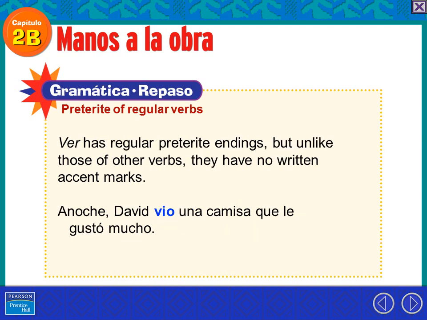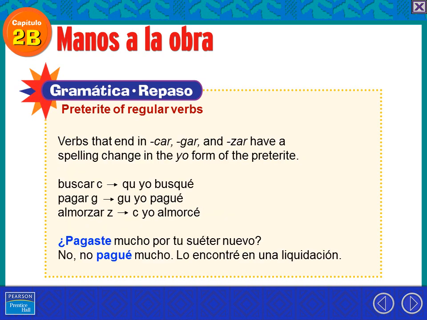Ver has irregular preterite endings, but unlike those of other verbs, they have no written accent marks. So everything about ver is regular, except take off the accent marks. Anoche David vio una camisa que le gustó mucho. No accent there, even though a regular IR or ER would have an accent. Car, gar, zar, we already talked about that.